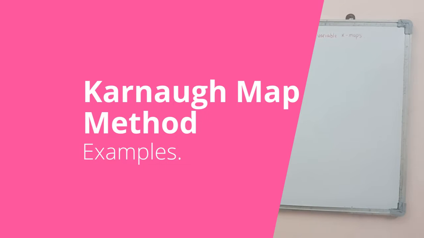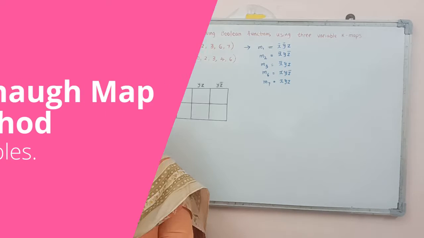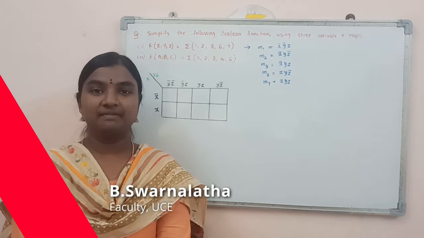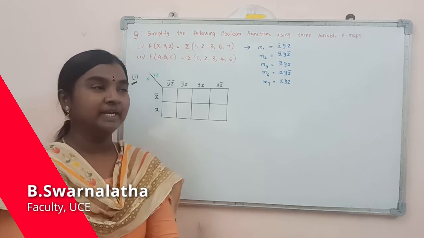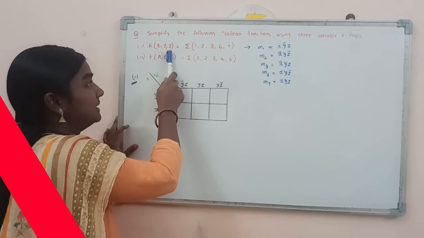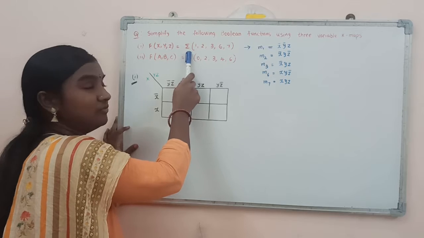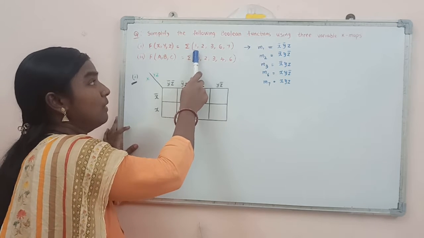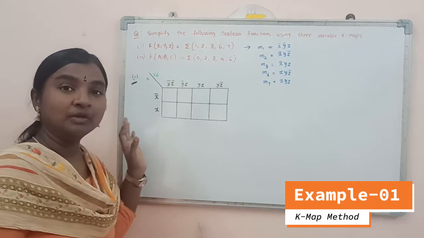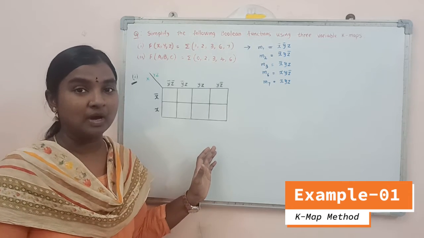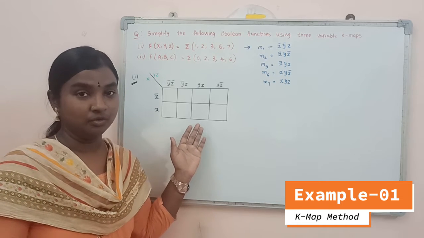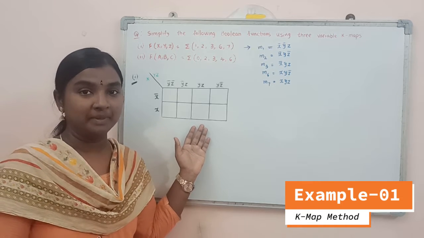Hello everyone. In this video lecture, we are going to find a simplified Boolean expression by using a three variable K-map. Here is the function: F of x, y, z is equal to the sum of minterms 1, 2, 3, 6 and 7. These are the minterms we are going to assign in this three variable K-map, and by using those ones, we need to form groups.